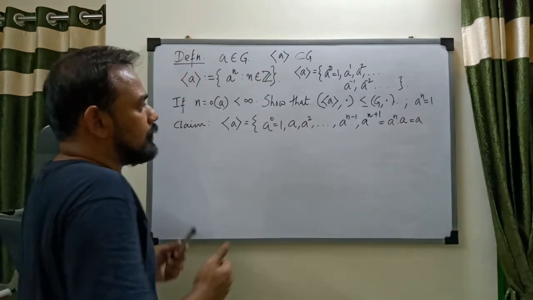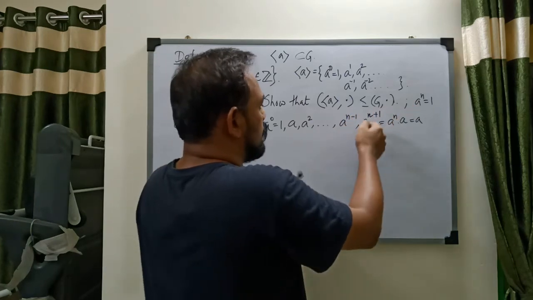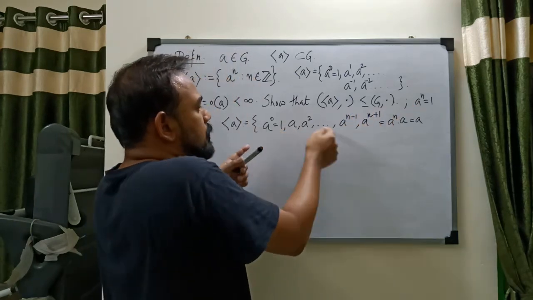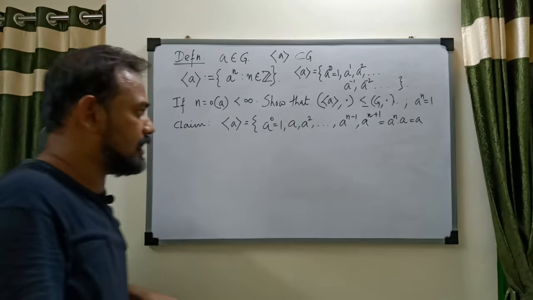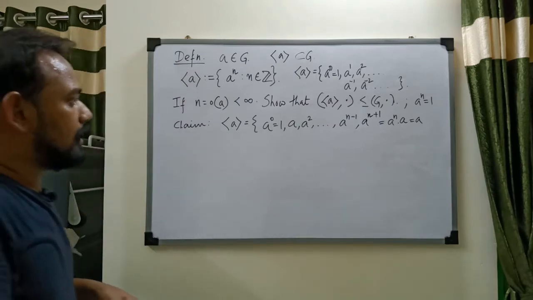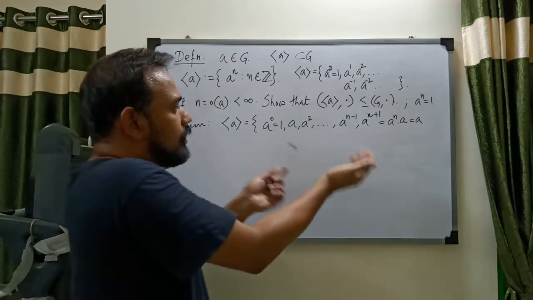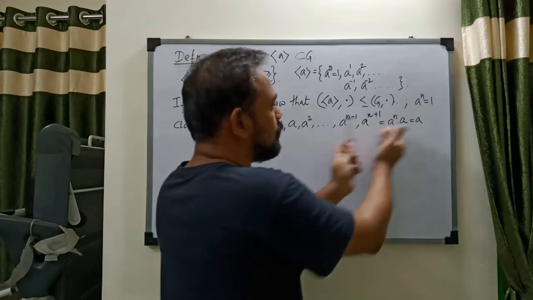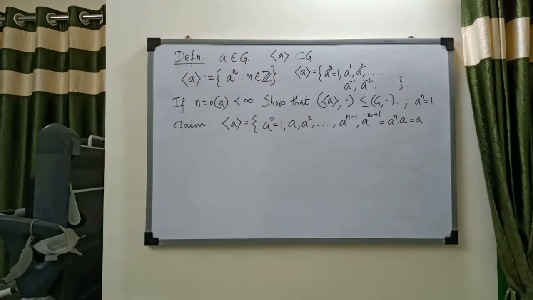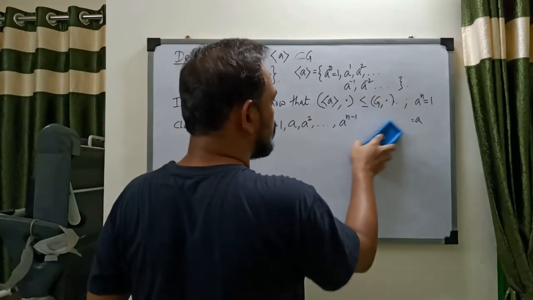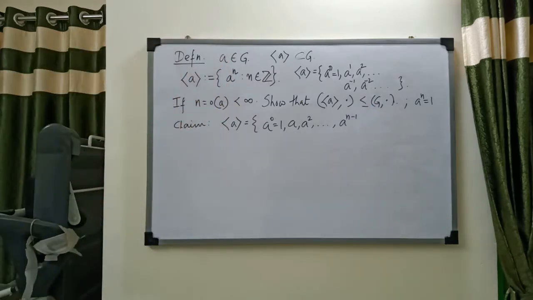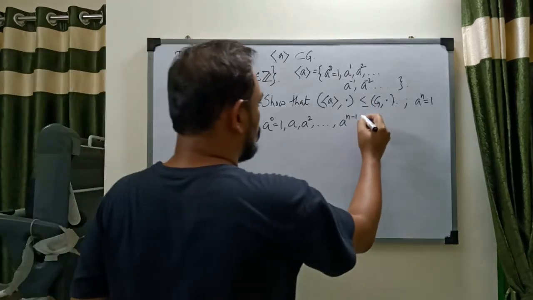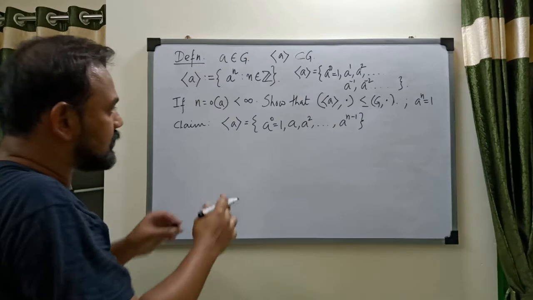So really after n minus 1, we are repeating the same elements we have already written down. That's why the name cyclic, we're going around in a cycle. We don't need these elements. These are all the elements; the sequence will stop here. Now I also claim something more, that they are all distinct.